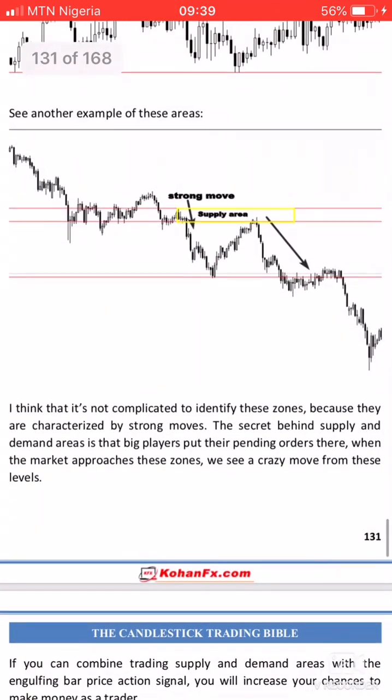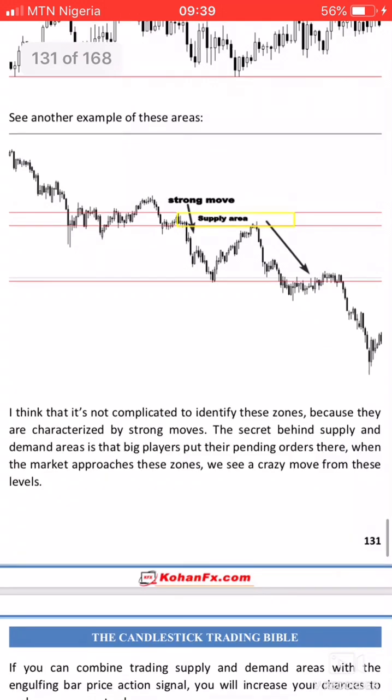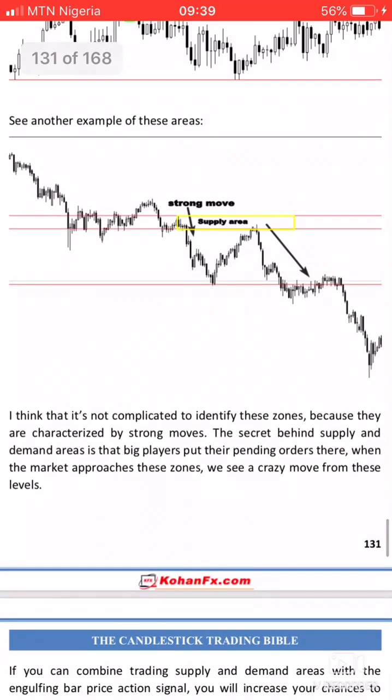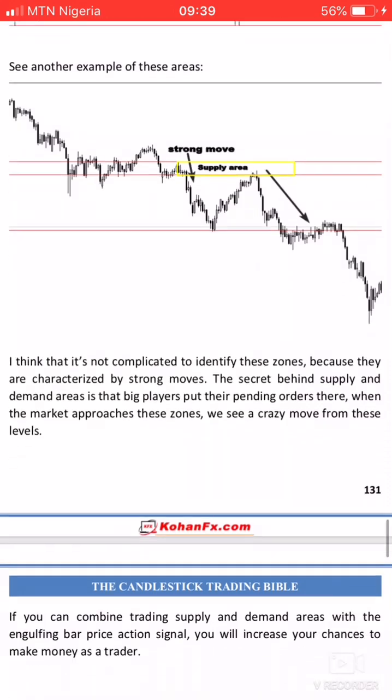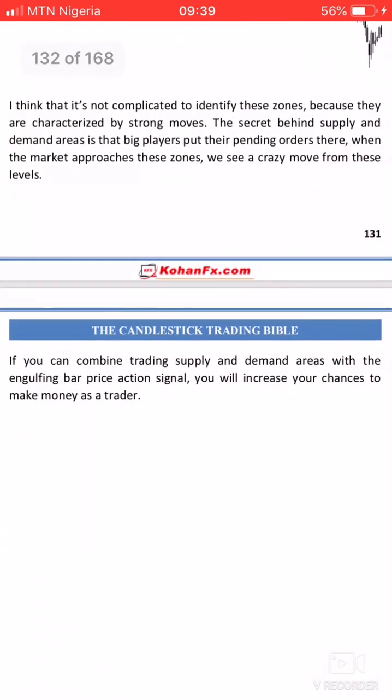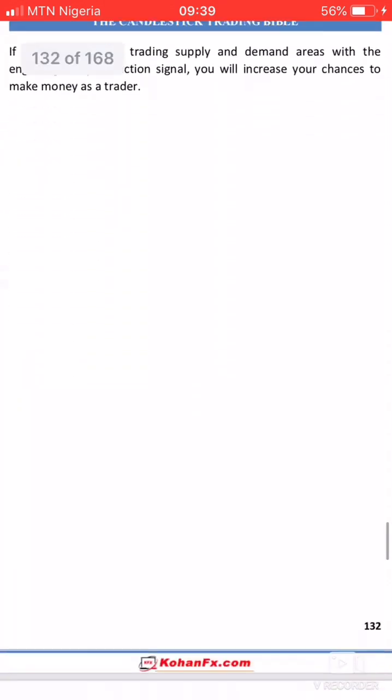See another example. I think that it is not complicated to identify these zones because they are characterized by strong moves. The secret behind supply and demand areas is that big players put their pending orders there. When the market approaches these zones, we see a crazy move from these levels. If you can combine trading supply and demand areas with engulfing bar price action signals, you will increase your chances to make money as a trader.